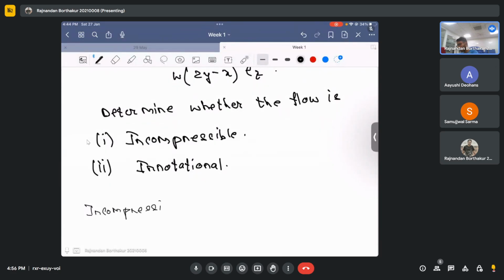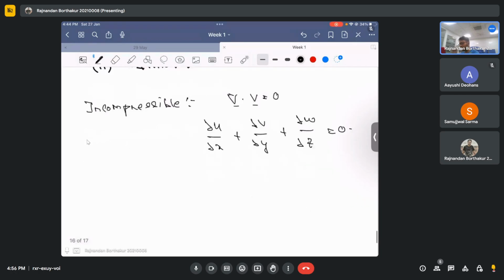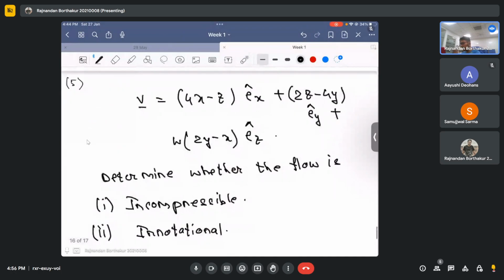So as I have already said, for incompressible flows, divergence of velocity is 0, which means del u by del x plus del v by del y plus del w by del z should come out to be 0. Now let us check whether this is true or not.